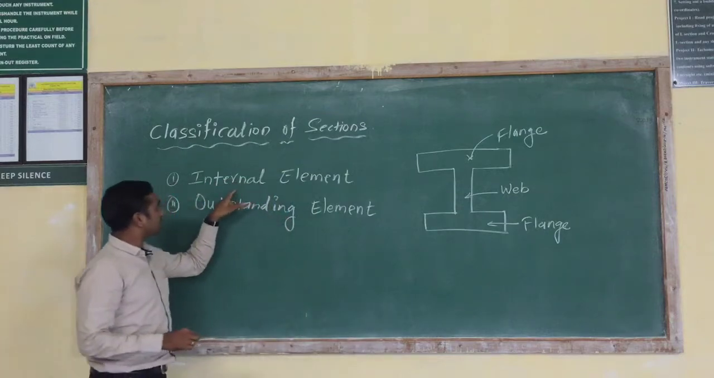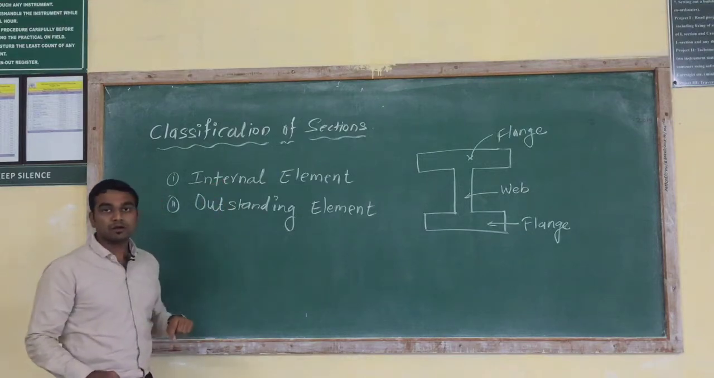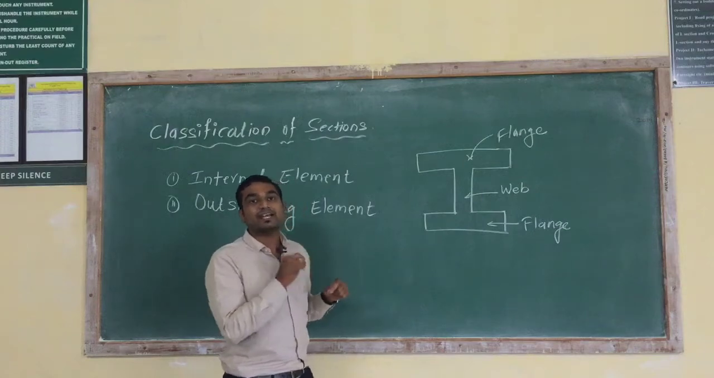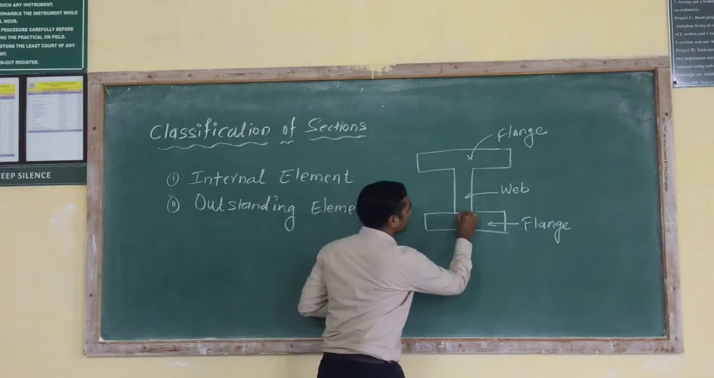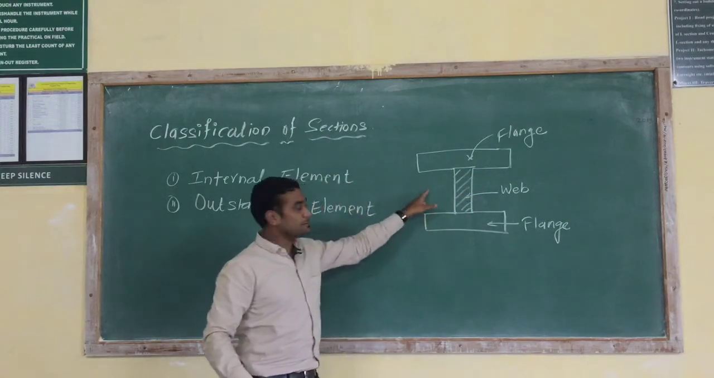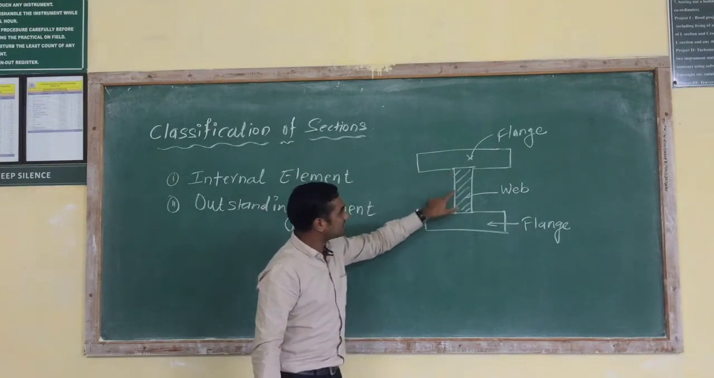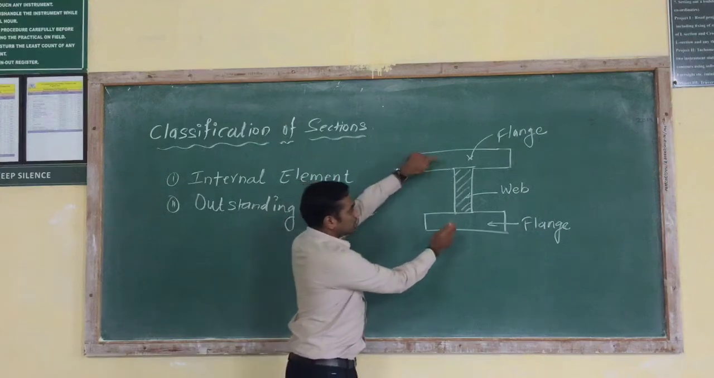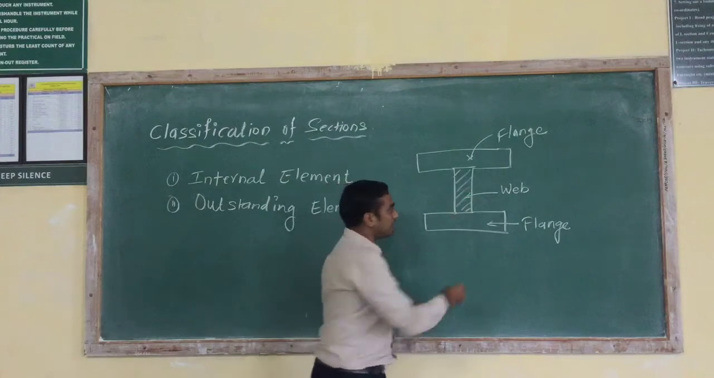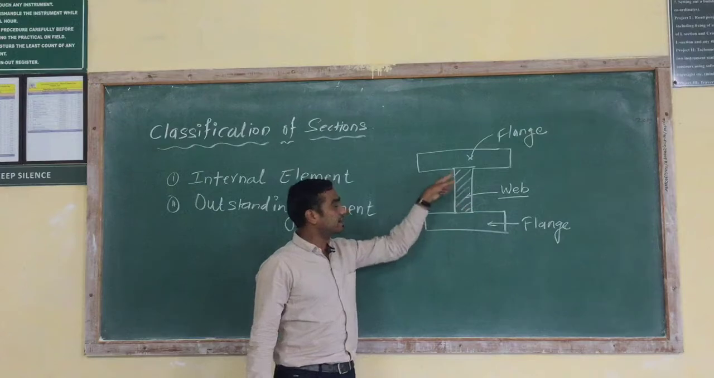Now see the first part, that is the internal element. It is the element for which both the corners or both the edges are connected to the other elements, like this web portion. For the web portion, both the corners or edges are connected to the other elements. That's why this web is called an internal element.